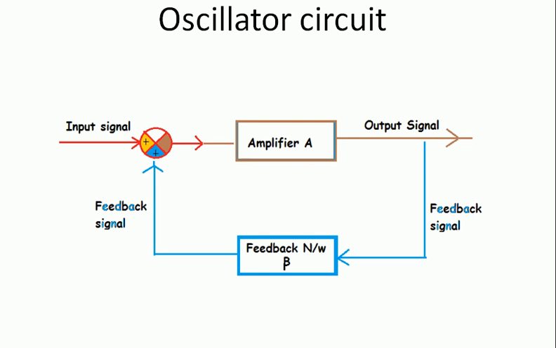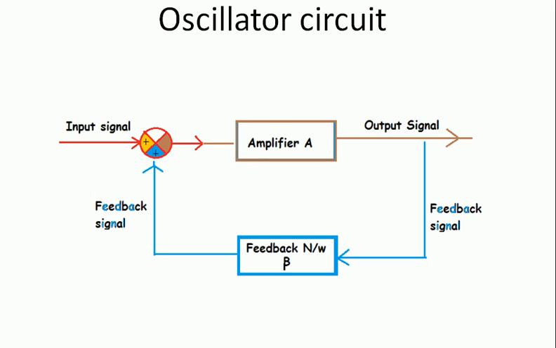This is our oscillator circuit, which consists of an input signal, a comparator, an amplifier and a feedback network. We are providing the input signal to the amplifier and we are getting the output signal, and some part of the output signal is fed back to the input again. So that is known as our feedback. So, discussing what an oscillator is and why we are using feedback in it.